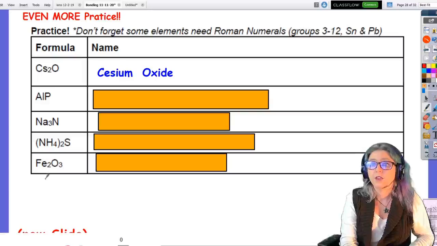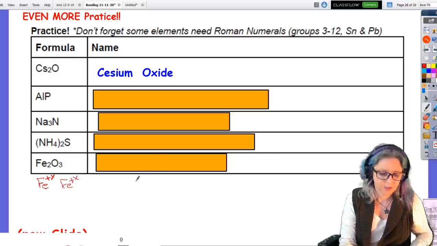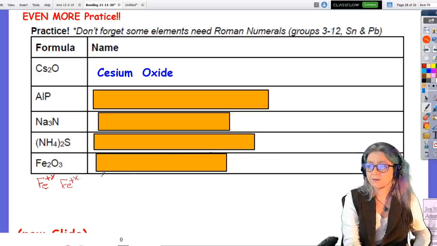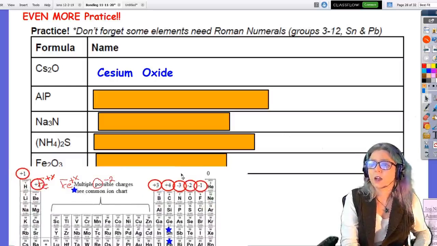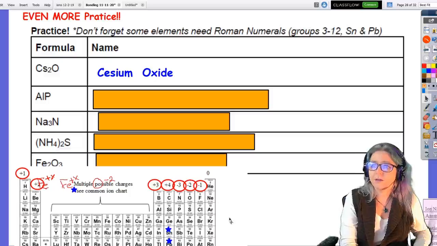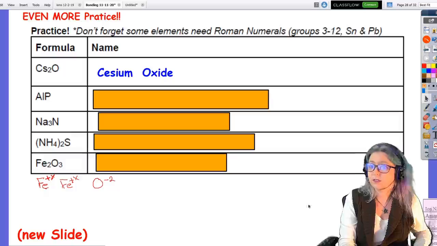equal 0. So I have 2 iron ions, Fe, with a positive unknown charge, Fe plus x. Then I have 3 oxygens, and I know that my oxygen is a -2 charge because oxygen has a fixed charge. All of my nonmetals have fixed charges. Oxygen can only be -2. It will never be anything else. So 1 oxygen, 2 oxygens, 3 oxygens.